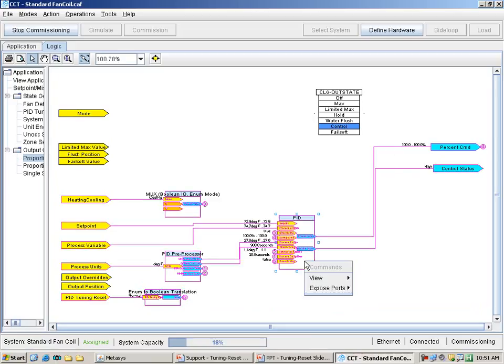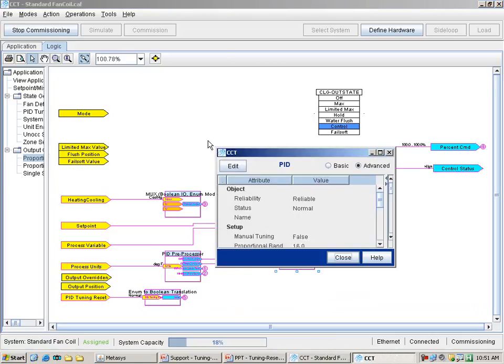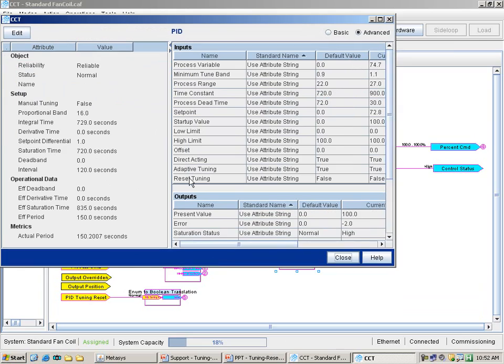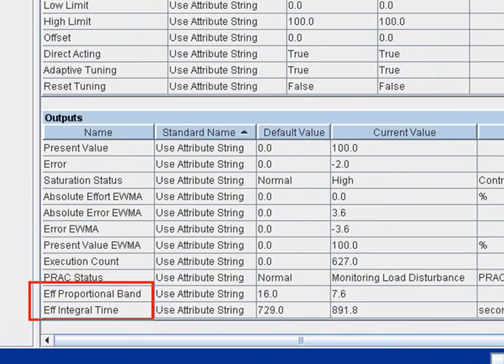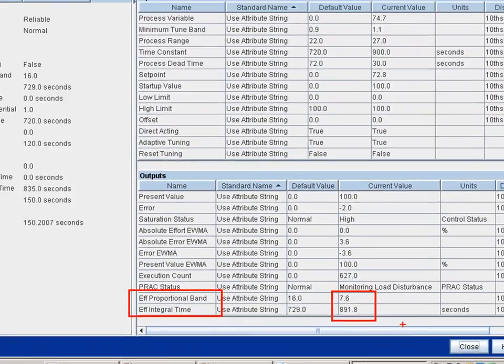If we look at the PID details, I'll show you which of the attributes are actually reset back to their initial values. So let me expand this. The attributes that the PID reset will affect are the effective proportional band and effective integral time. Those are the 2 attributes. Currently, my 2 values are actually the initial values for this PID self-tuning algorithm. So these are the 2 attributes that would get reset when the reset command is sent.